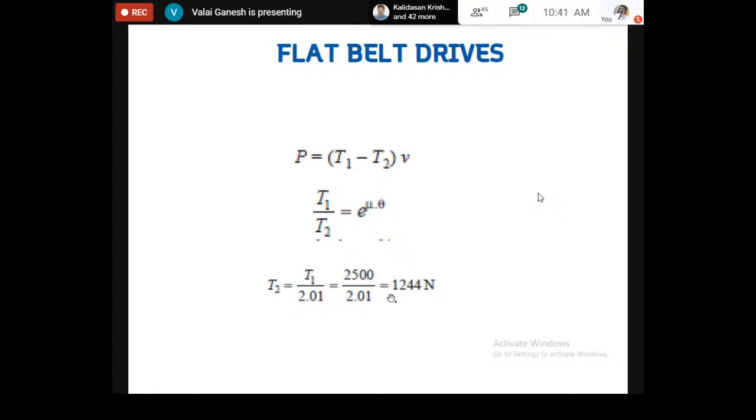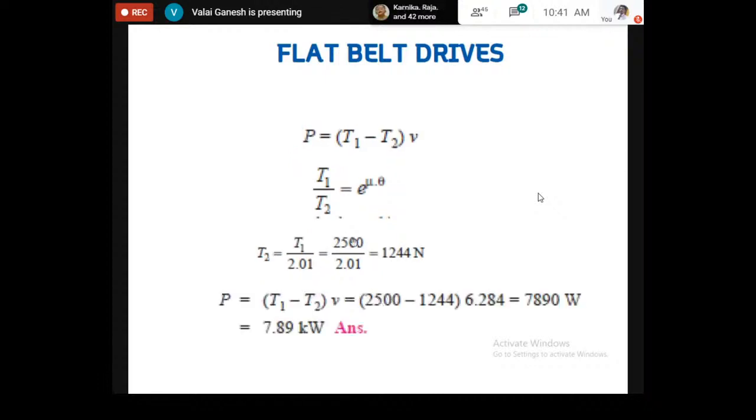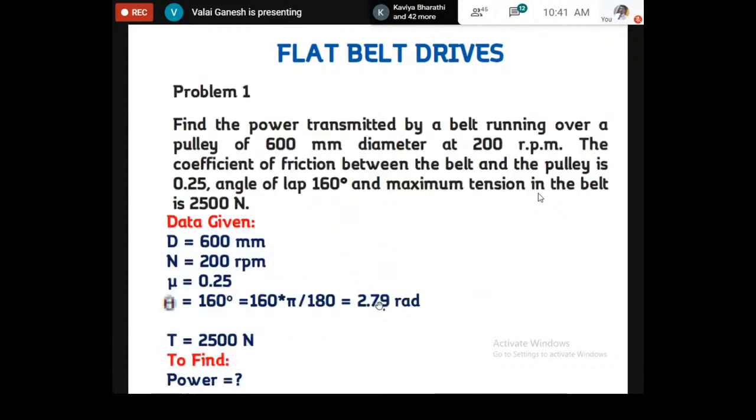We know the T2 value. From that, we may be able to find the T1 value from this equation. So T1 is 2500 Newton. The maximum tension given in the problem is 2500 Newton. The maximum tension formula is T1 plus TC, T max equal to T1 plus TC. Since we are not taking centrifugal tension into account, the T max becomes T1.